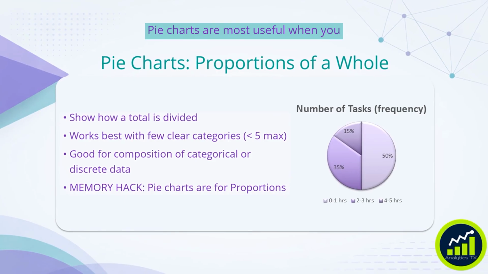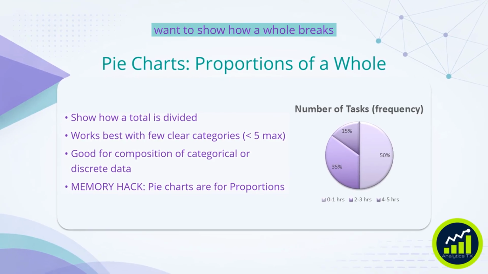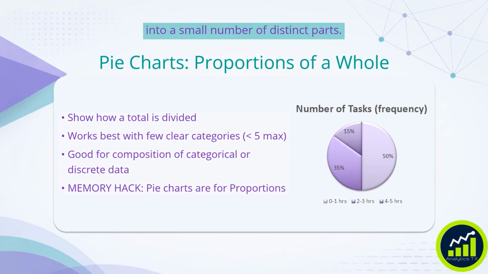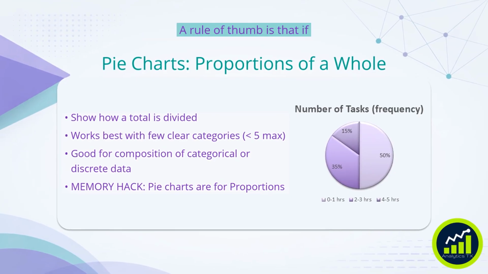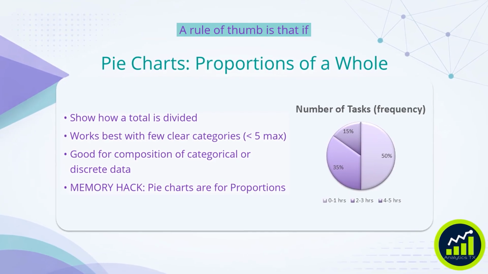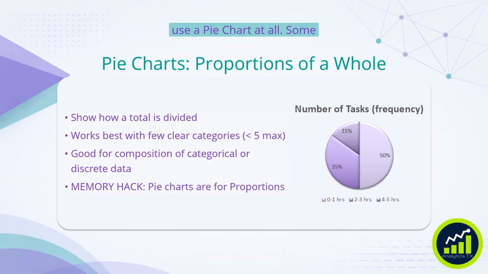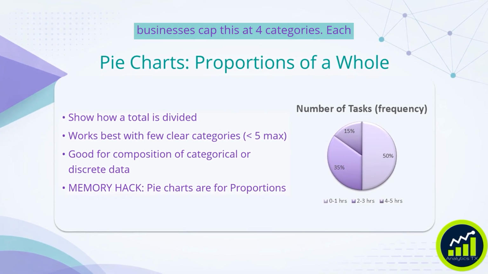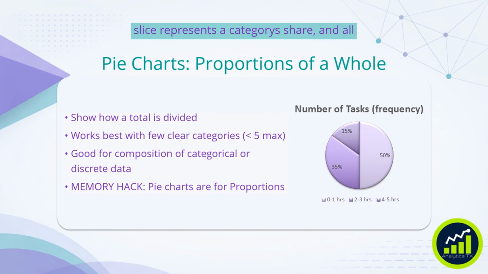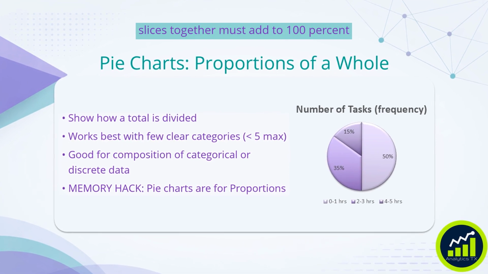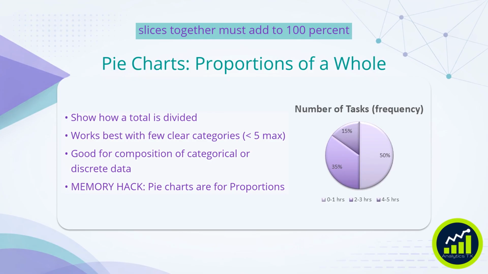Pie charts are most useful when you want to show how a whole breaks into a small number of distinct parts. A rule of thumb is that if there are more than 5 categories, don't use a pie chart at all. Some businesses cap this at 4 categories. Each slice represents a category share, and all slices together must add to 100% for the chart to be meaningful. They help people grasp the general balance between categories.